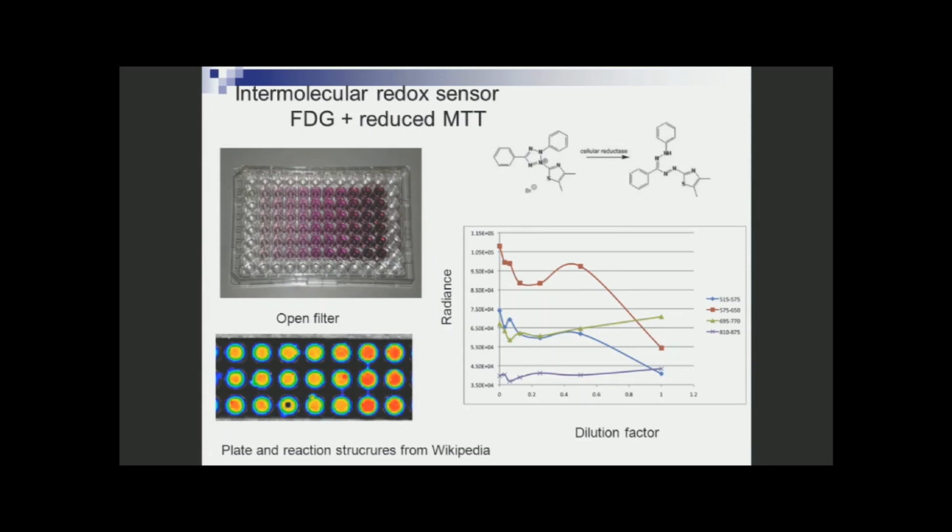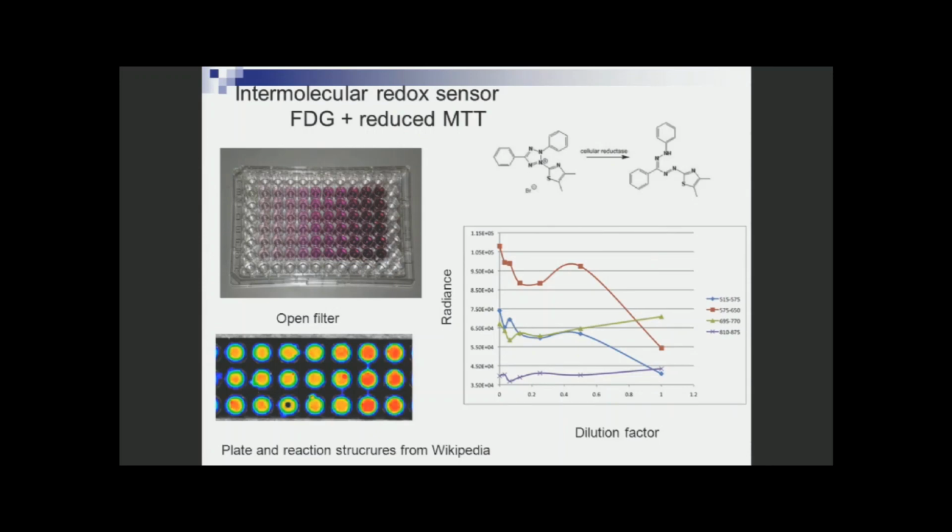This and this are from Wikipedia. This is what a typical plate looks like after you do an MTT assay as a function of drug concentration. And this is basically what a Cherenkov reaction looks like, taking different amounts of reduced MTT, and the concentration of reduced MTT is going highest to lowest down here. And if you plot that emission as a function of dilution factor, then you can see that at higher concentrations you get maximum absorption of MTT in the appropriate wavelength, and at the other wavelengths you don't see it.